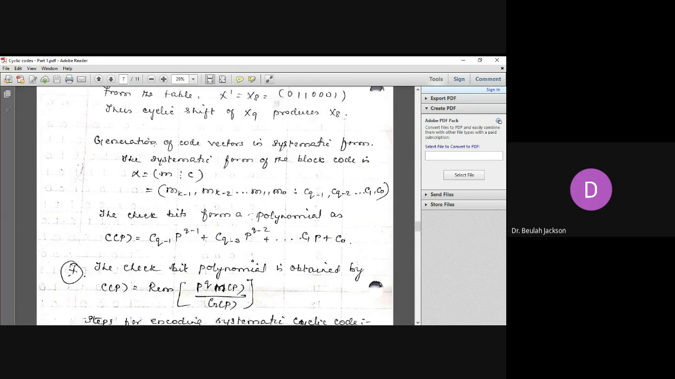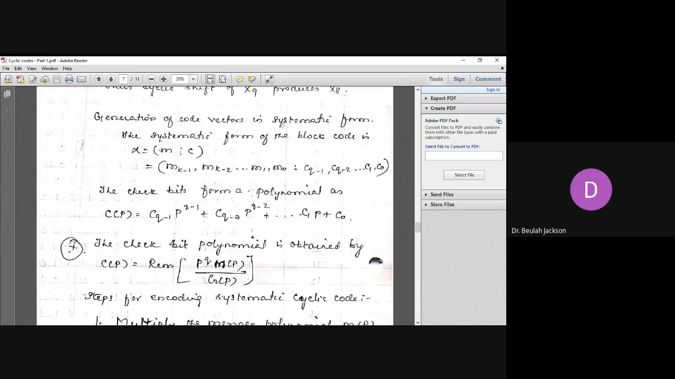Now we'll see the generation of code vectors in the systematic form. How to generate the code vectors in the systematic form. In the systematic form, we get the same thing, that is x is equal to mc, but the message will not be altered. If you are giving the message 0101, then the message bits 0101 will come here. But we have one procedure for finding out this code vector.